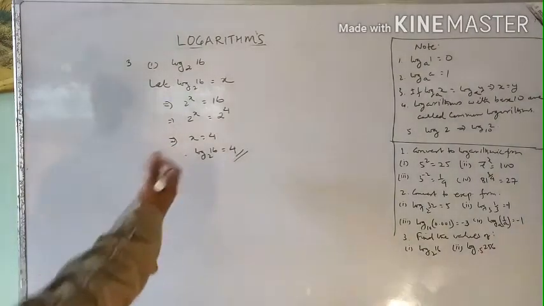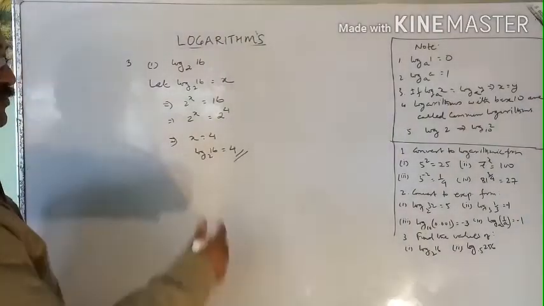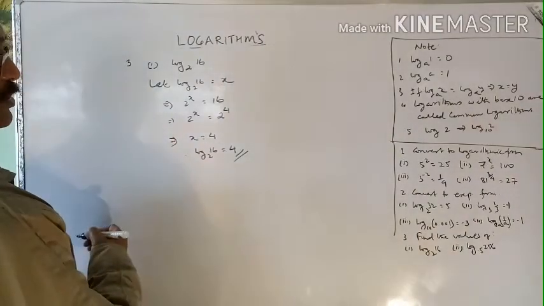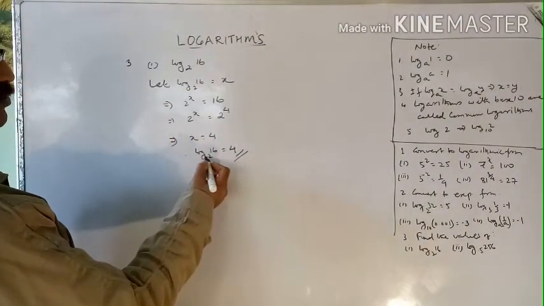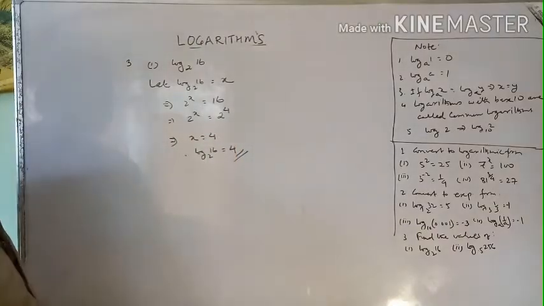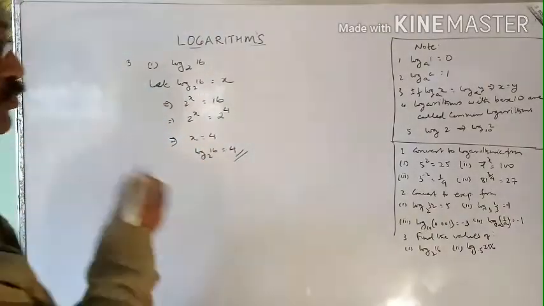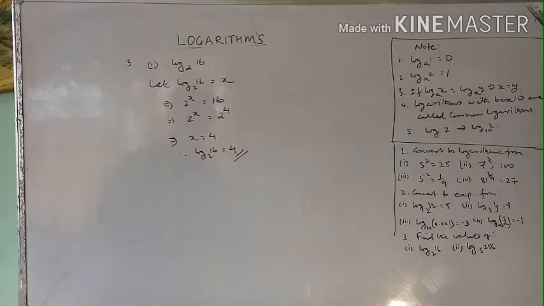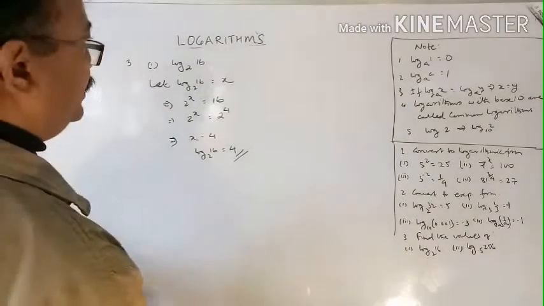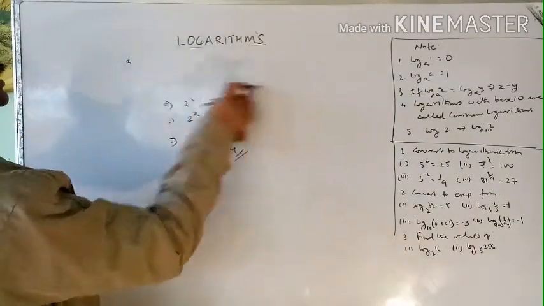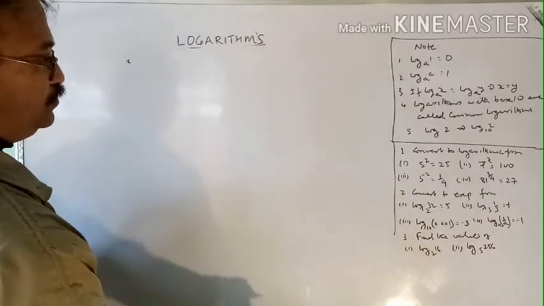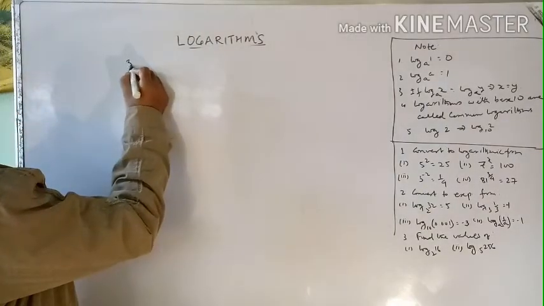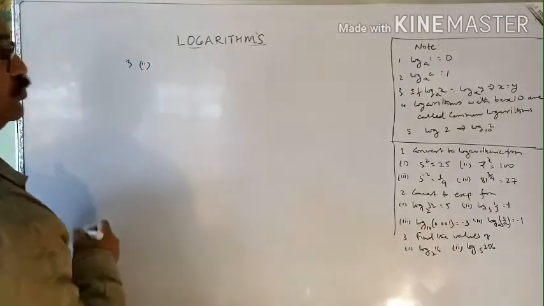Now if the base is different, then value will be different. If you see the base is 4, okay, then the log of 16 to the base 4 will be only 2. Okay, because 4 square is equal to 16. Now let's take one more question, that is part 2. Number 3, part 2.